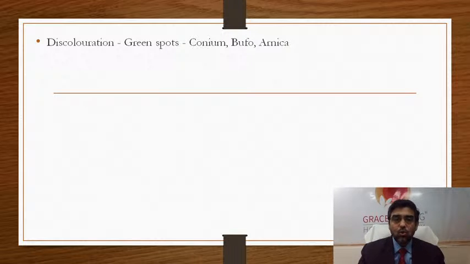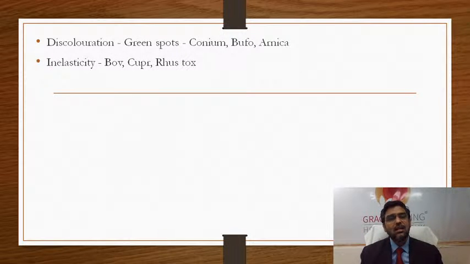As I told you, Scleroderma, inelasticity of the skin. Very important remedies: Bovista, Cuprum metallicum, and Rhus toxicodendron. In fact, I have a few cases of Scleroderma, not cured, but much better with Bovista and Cuprum metallicum. Of course, I always compare that with the mental symptoms of the remedy and then prescribe. But these two remedies have given me very good results in cases of Scleroderma.